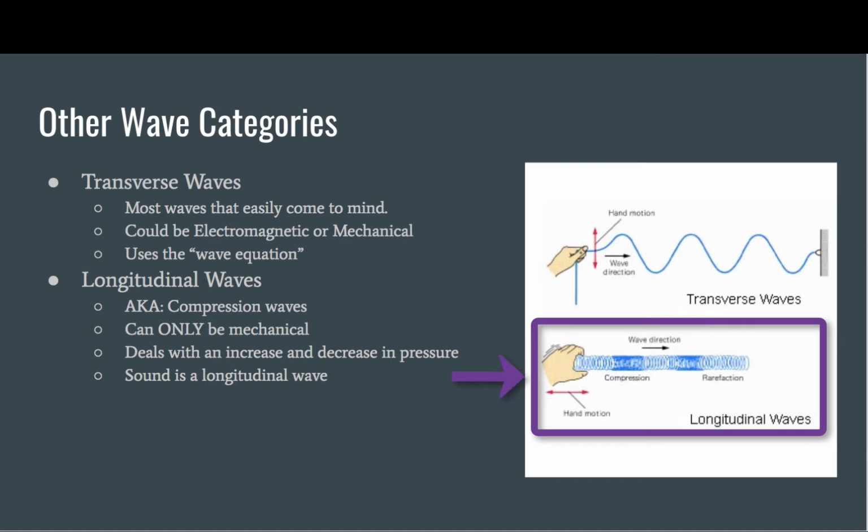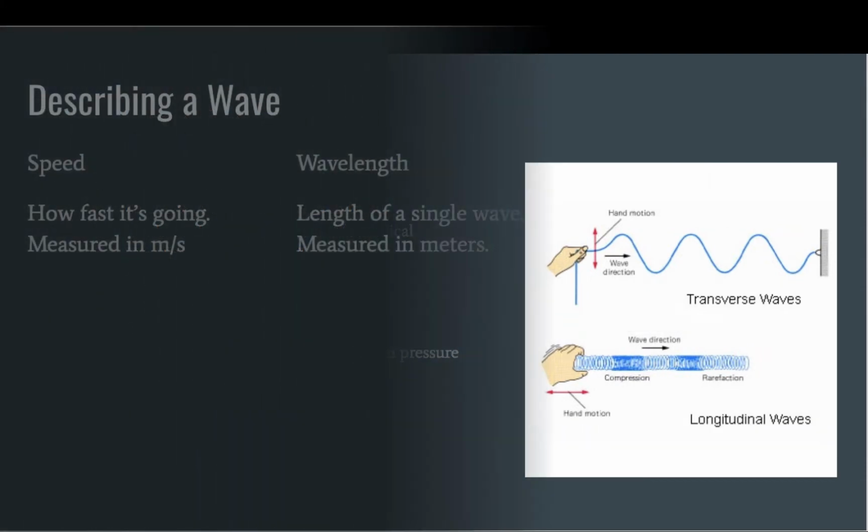Longitudinal waves are also known as compression waves. They travel in the same direction as the source that's creating them. They can only be mechanical waves because they require a medium to travel through in order to increase and decrease the pressure, which is known as compressions and rarefactions. Sound is an example of a longitudinal wave. That's why sound doesn't travel through space.